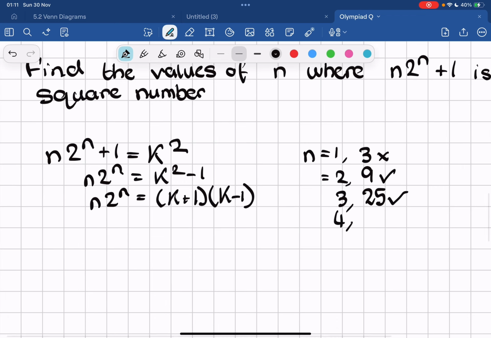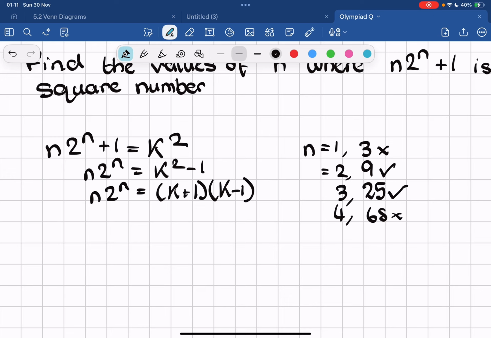n equals 4, we've got 4 times 2 to the 4, which is 4 times 16, 64 plus 1, 65. For our last value of n, let's choose 5. So 5 times 2 to the 5, which is 160 plus 1, 161. Again, not a square number. So now that we've got a better idea of what values of n work and give us a square number, we can go ahead and evaluate our equation here.